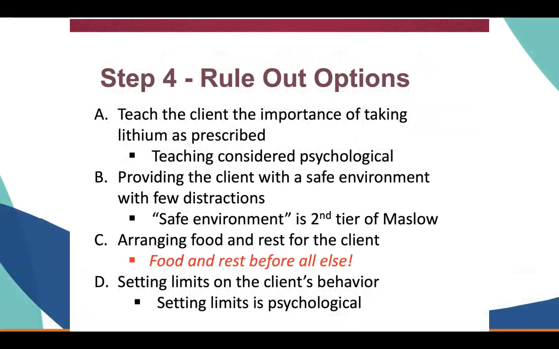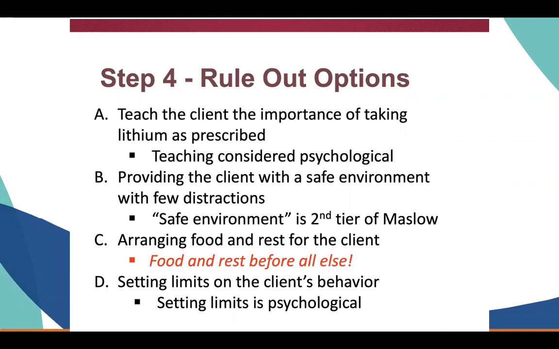Rule out our options. Option A, teach the client the importance of taking lithium as prescribed, and option D, setting limits on the client's behaviors, are psychological needs, which are the second tier of Maslow's, so we can eliminate both options. Option B, providing a safe environment, is also on the second tier of Maslow's, which makes C the correct answer, arranging food and rest for the client. Remember, food and rest before all else. Look at the first tier.